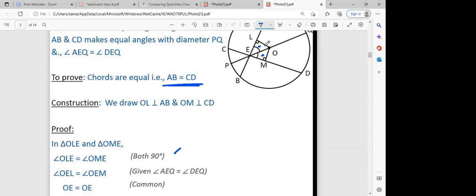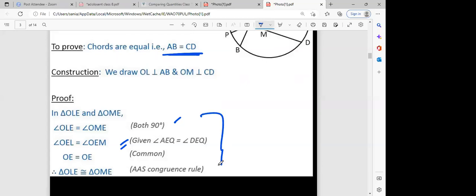Then angle OEL and angle OEM, they both are equal because it is given in the question itself, right? And then this OE and OE, they both are common. So you have 3 points. We can say that this triangle is congruent to this triangle by AAS congruence rule.